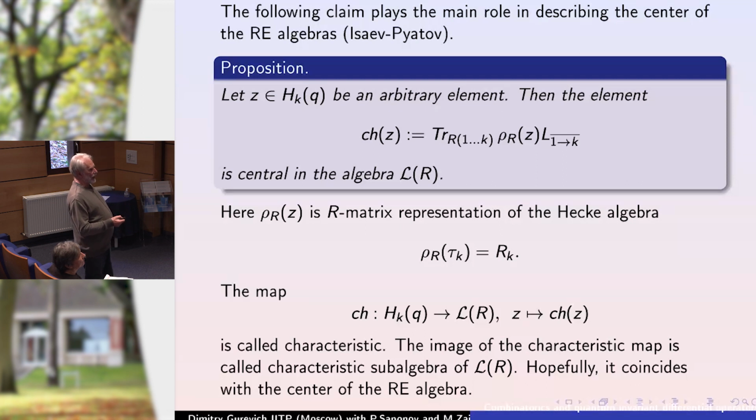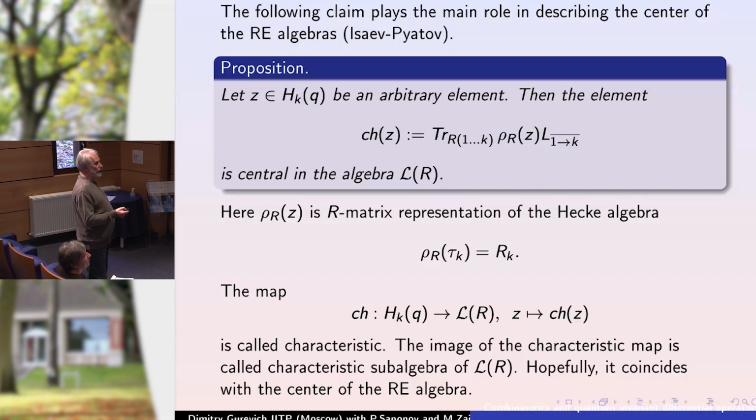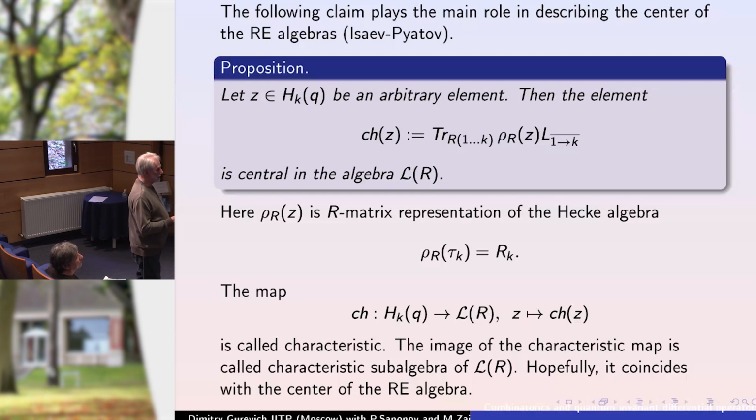So you see our matrix representation is just we send the generator of the Hecke algebra to our matrix which is located in position k plus 1. And the map sending the element of the Iwahori-Hecke algebra to the element of the reflection equation algebra is called characteristic. And finally, hopefully, the image of this map coincides with the center. So hopefully, all elements of the center can be presented in this way, but it is not shown. But finally, it's very plausible.